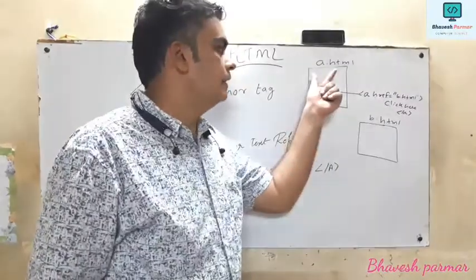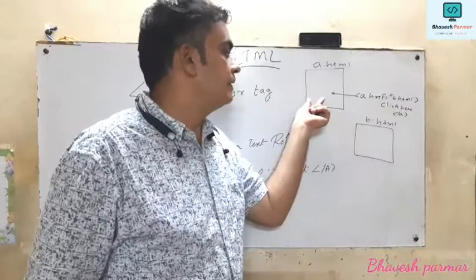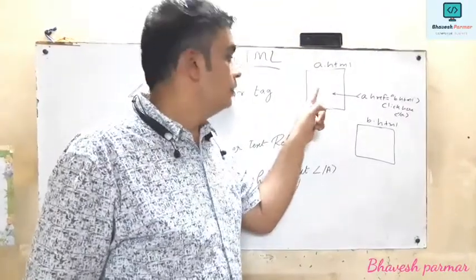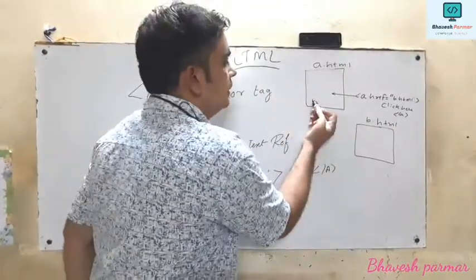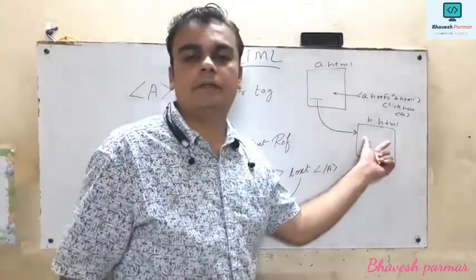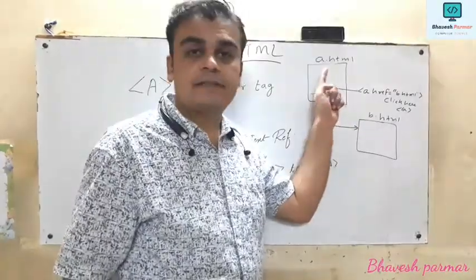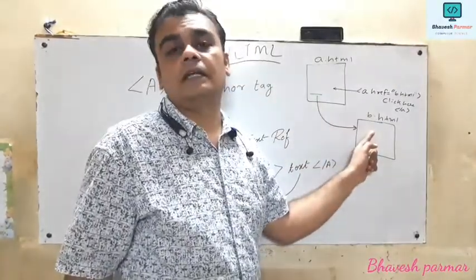Whenever we see this page in the web browser, the text click here appears somewhere here, and whenever I click on this text, it will open this b.html page. So this is the actual use of a hyperlink, it connects the given web page with another web page.